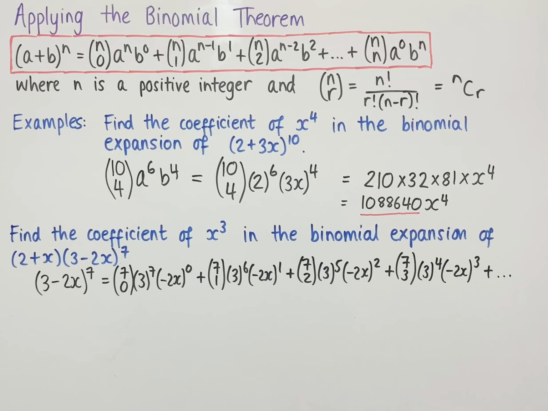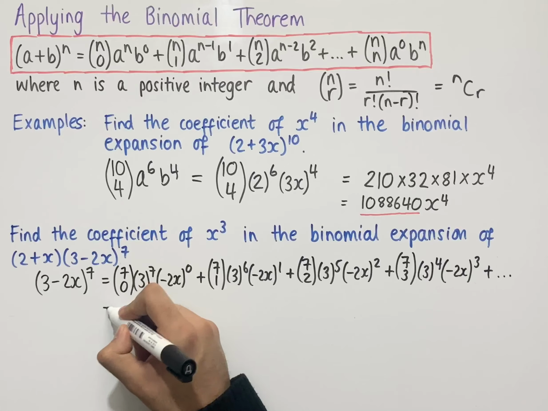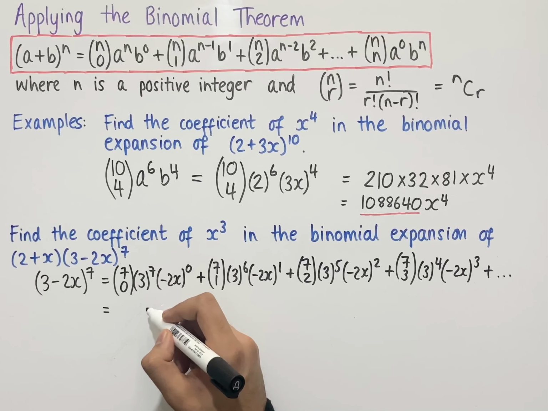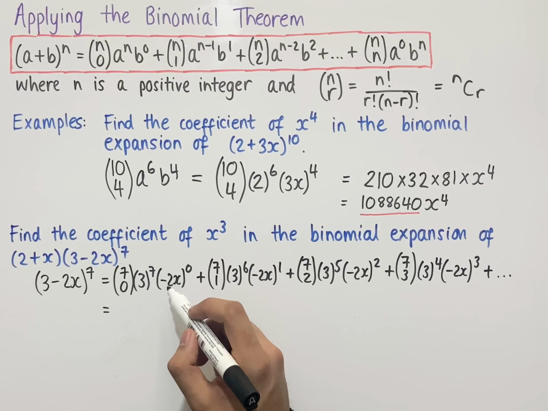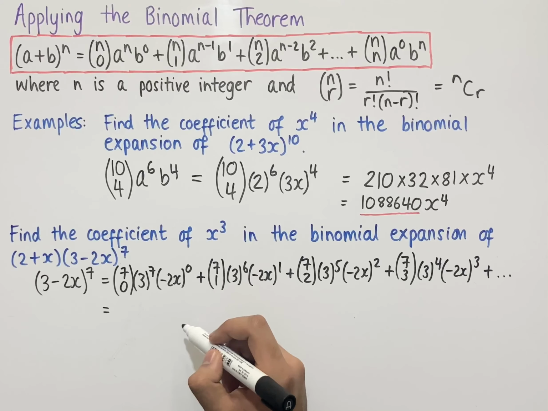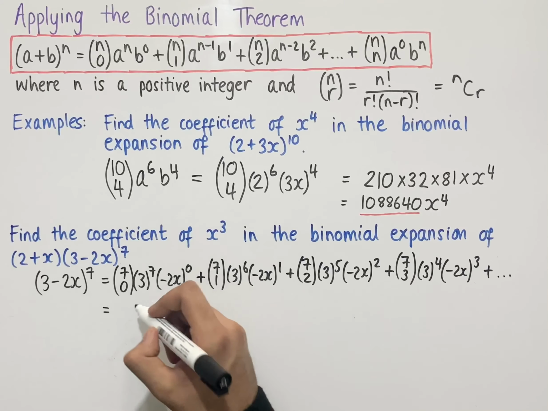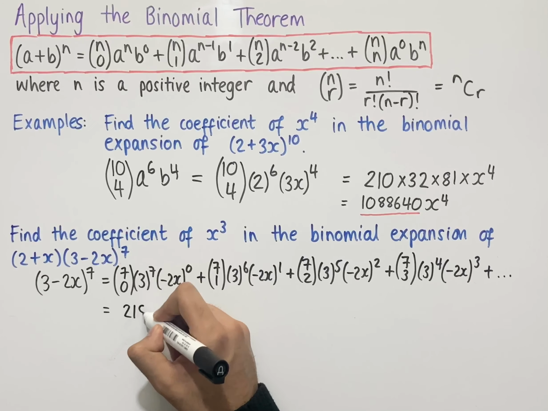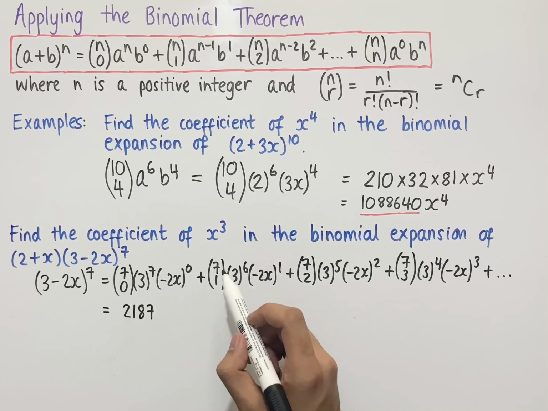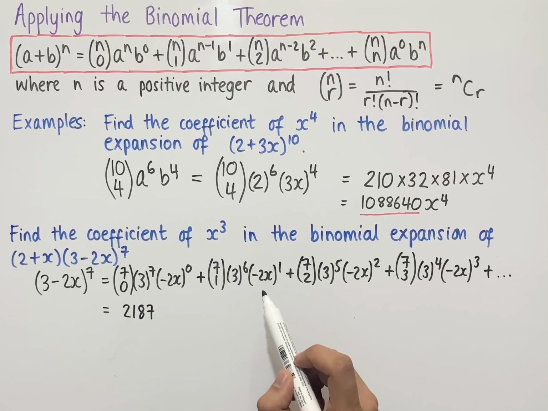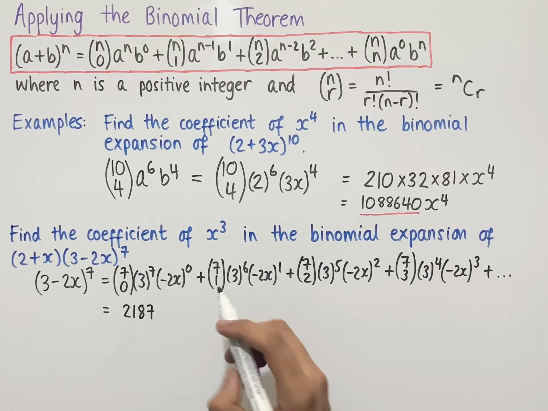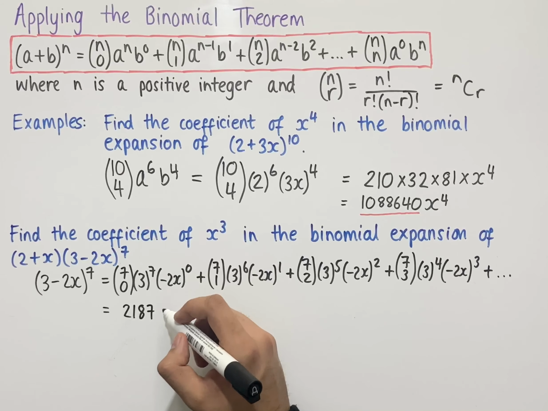Now if we simplify each of these terms, then 7 choose 0 multiplied with 3 to the power of 7 multiplied with (−2x) to the power of 0 gives us 2187. Then 7 choose 1 multiplied with 3 to the power of 6 multiplied with −2x gives us −10,206x.